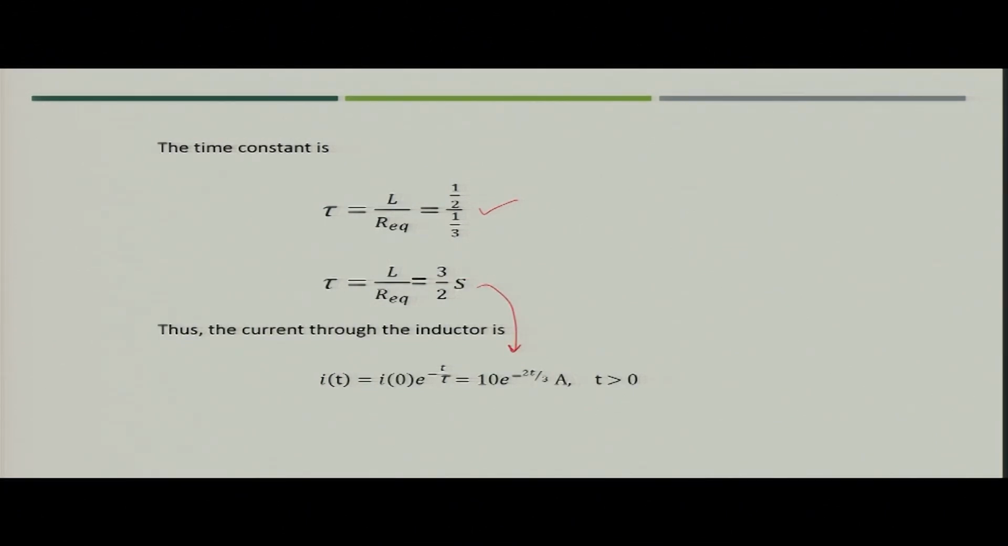This value we will put in the original equation for I(t), that was I0 into e to the power minus t by tau. So, this will become I(t) is nothing but I0, where I0 is the value of current I at time t equal to 0. This is given in the question, and its value is 10. So, 10 is there, and when we put the value of tau in the equation, we get the current flowing through the inductor at any time t as 10 into e to the power minus 2t by 3 ampere.